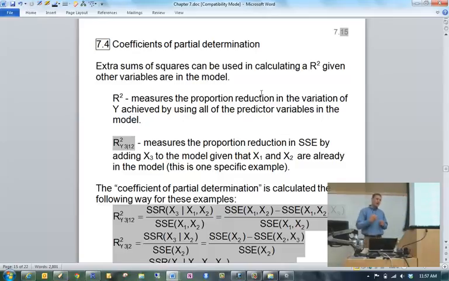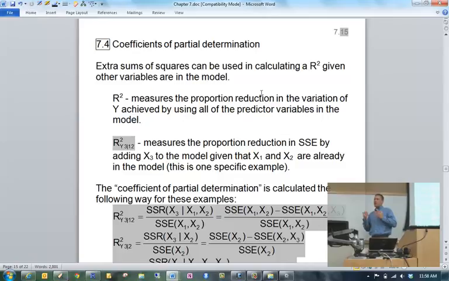We're going to talk about the coefficient of partial determination. We've talked about the coefficient of determination before, in other words, R squared. And what does R squared give us? It gives us a nice way to look at the reduction in our variability by including particular variables in the model. In other words, the proportional reduction in the variation of y achieved by using all the predictor variables in the model.